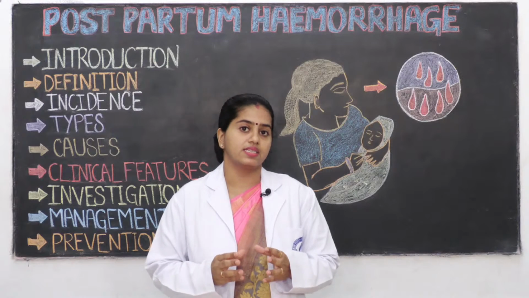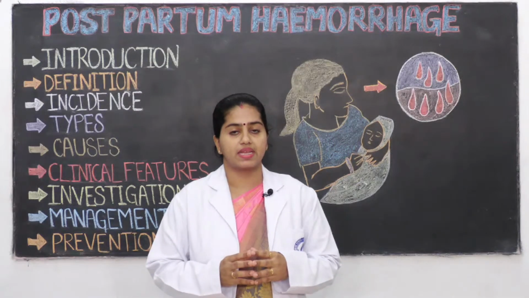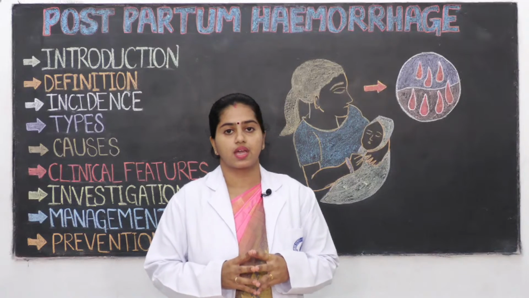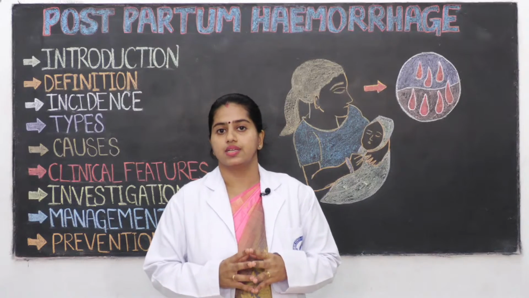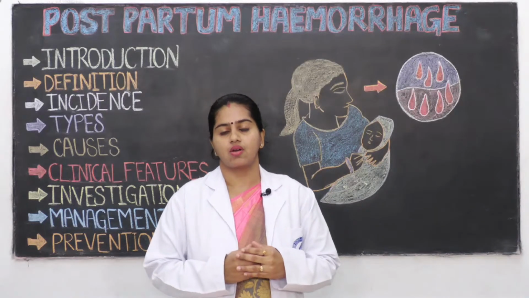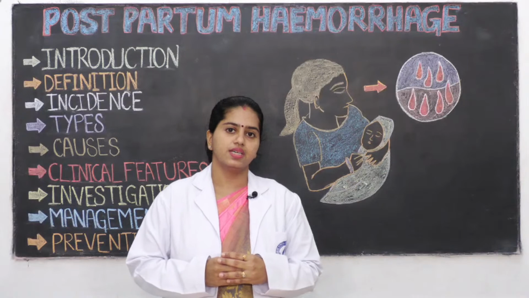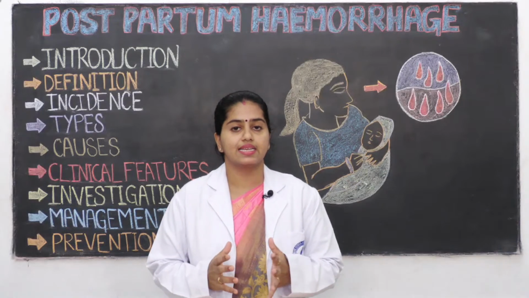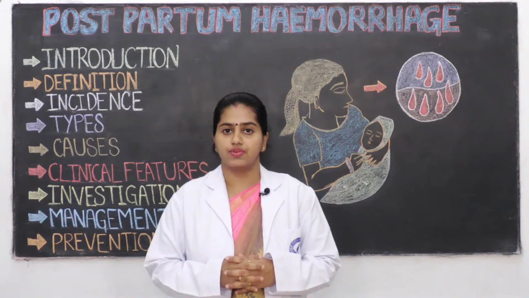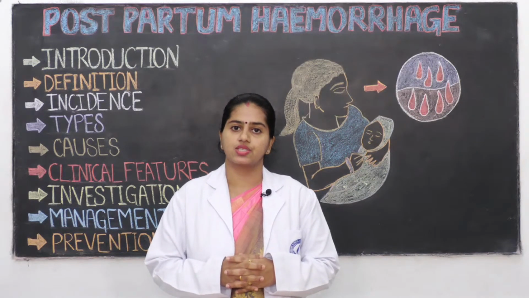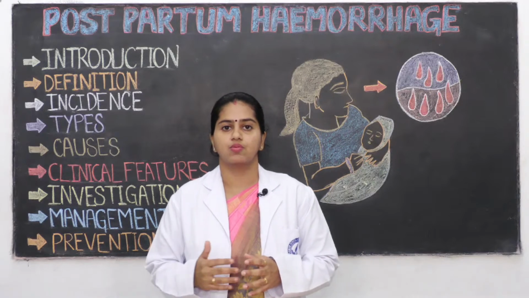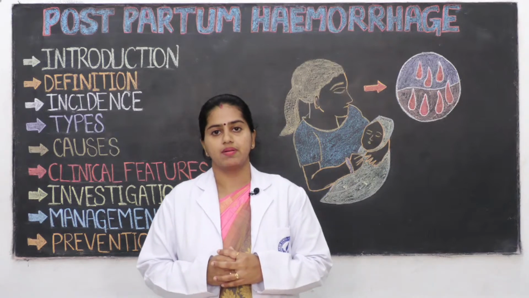At any time the mother can go into maternal death. We have to monitor the mother closely for 24 hours in order to save her and let her come back to her normal life. Next, we will see the clinical types of postpartum hemorrhage. Clinically, we can divide postpartum hemorrhage into two types: primary postpartum hemorrhage and secondary postpartum hemorrhage.